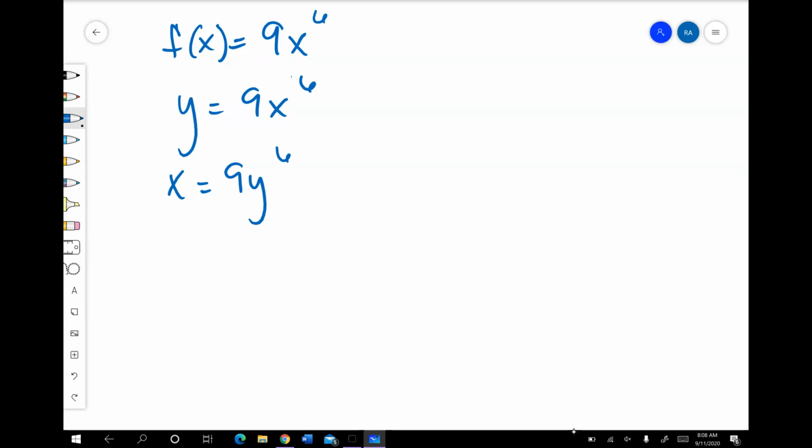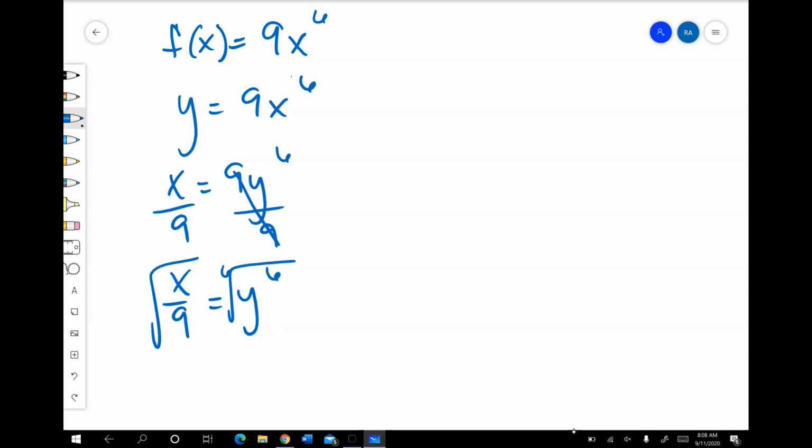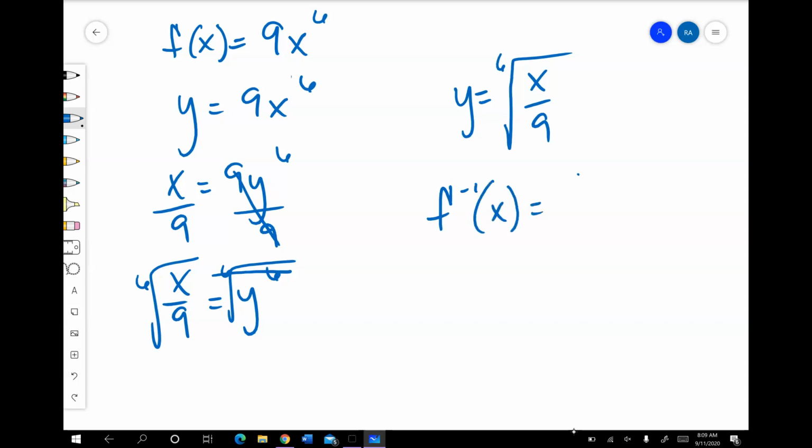Now let's solve. Divide by the 9. And I have x over 9 is equal to y to the 6th. Now, the fourth root got rid of the fourth power. So that means the sixth root is going to get rid of the sixth power. And now I have y equals the sixth root of x over 9, which turns into f inverse of x equals the sixth root of x over 9. And I think in Delta Math, you don't have to worry about this. I think it's already up there for you, and you just type in the function, okay? If I do remember correctly, okay?